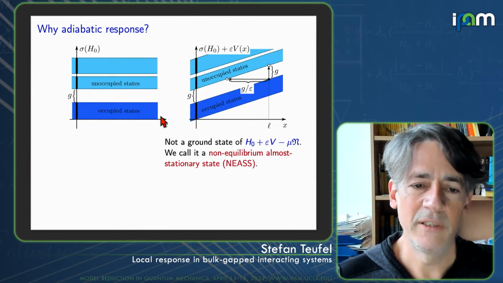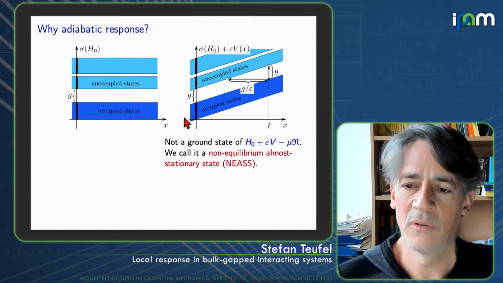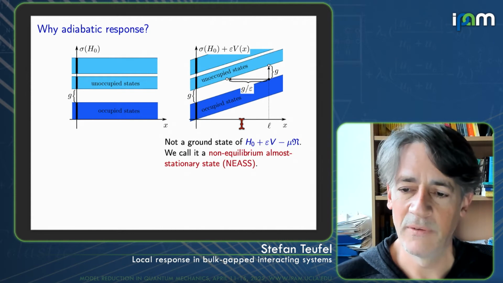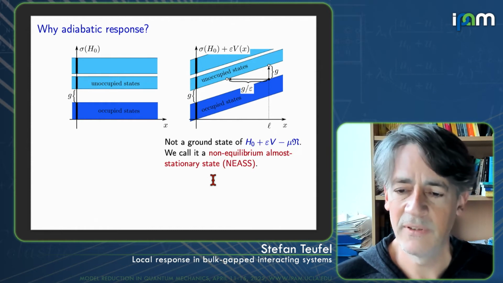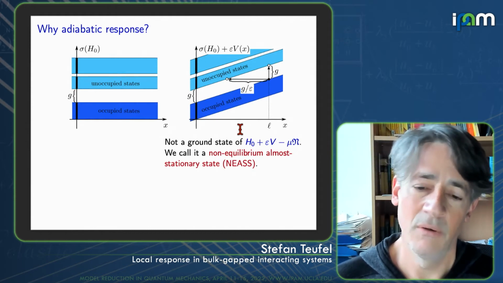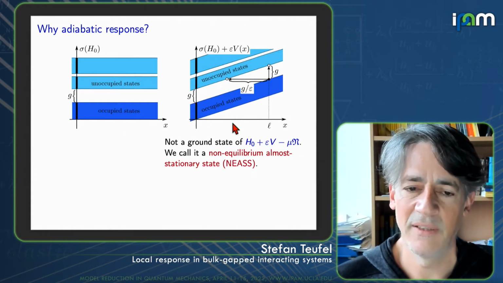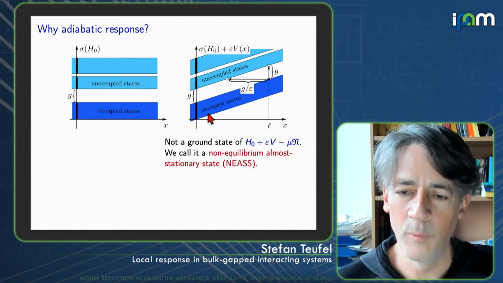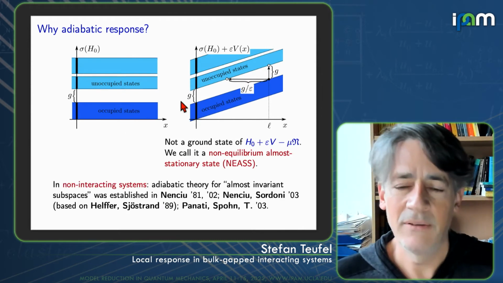But still, physically, we expect that the system goes from this gapped ground state into such a state which is very close by to this, but not a ground state of the perturbed Hamiltonian anymore. And we call such states non-equilibrium almost stationary states, or short NEASs, because as we will see, they are really stationary or almost stationary under the dynamics of the perturbed Hamiltonian, but they do not correspond to an equilibrium state in the sense it's not a zero temperature equilibrium state, not a ground state, and also not a positive temperature global equilibrium state. Okay.